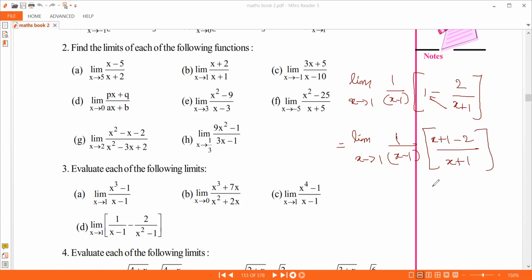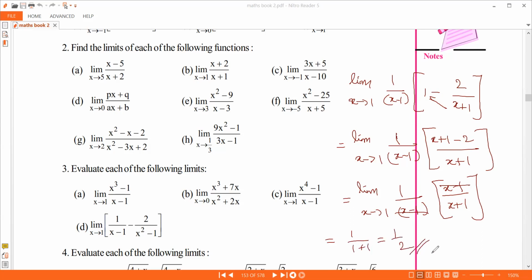Now limit as x tends to 1, 1 by x minus 1 you have, and what is x plus 1 minus 2? That is x minus 1, divided by x plus 1. So your x minus 1 is cancelled. Limit as x tends to 1 of 1 by x plus 1 is 1 by 1 plus 1, which is 1 by 2, half. That's the answer.